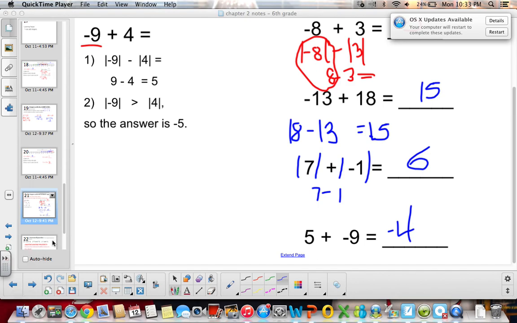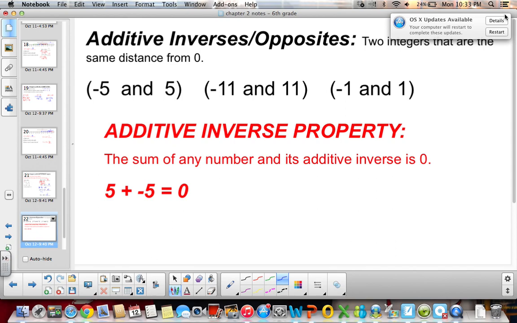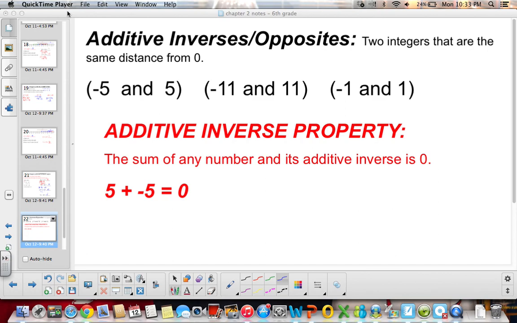Last thing. My computer is being really weird. So additive inverses and opposites are two integers that are the same distance from 0. So basically, negative 5 and 5, because they're opposites. It's the opposite, but they're the exact same distance from 0 on a number line. Negative 11 and 11, and negative 1 and 1. So the additive inverse property states that the sum of any number and its additive inverse is 0. Okay? We have 5 plus negative 5.